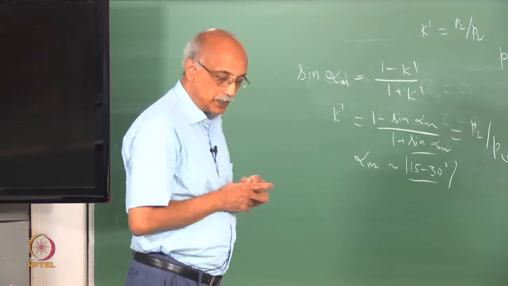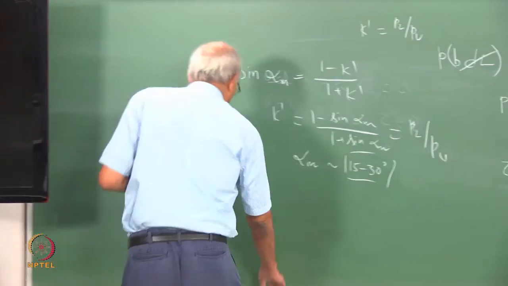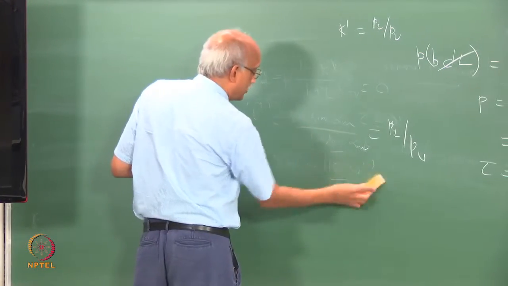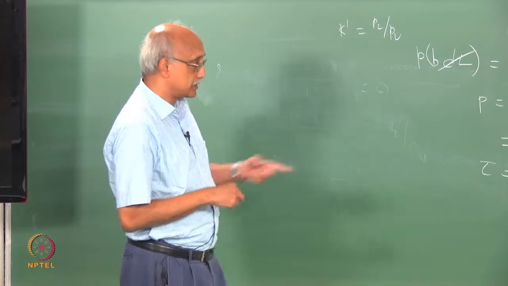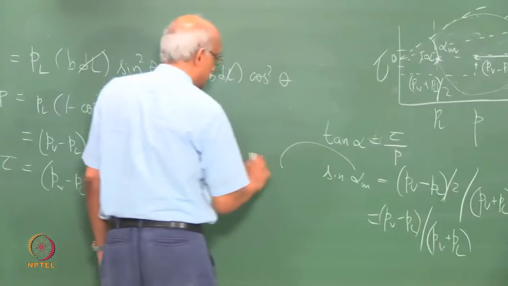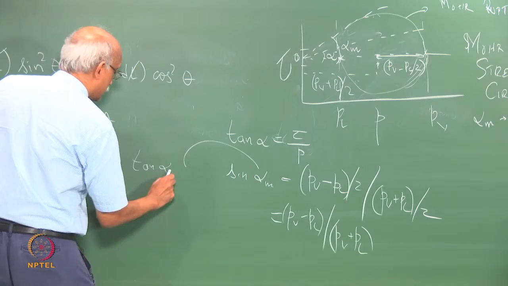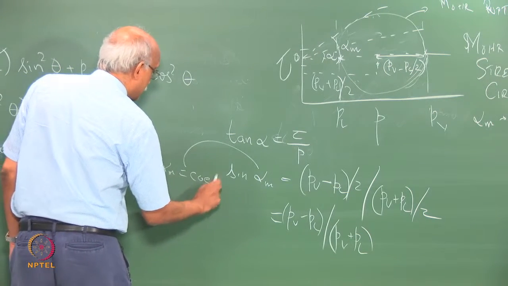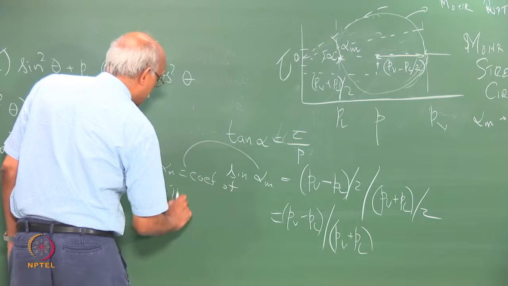So, another parameter that is of interest in storage is what is known as the angle of repose. By the way, if you take tan of this alpha m parameter, that gives you the coefficient of internal friction.